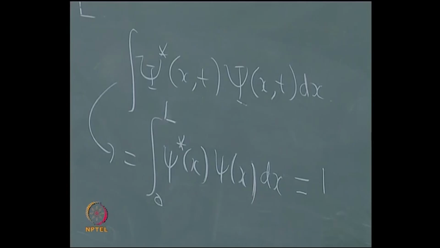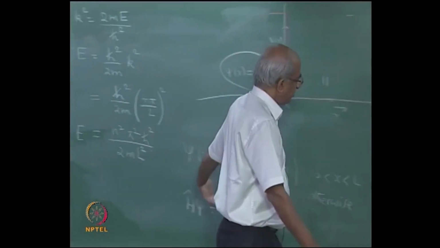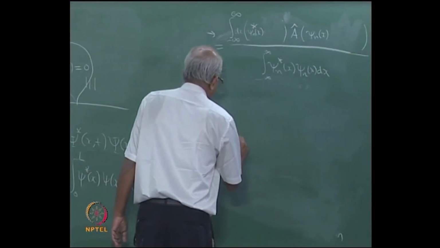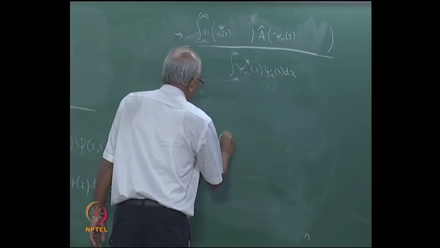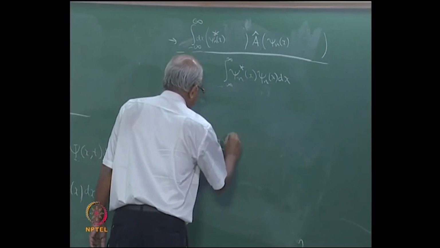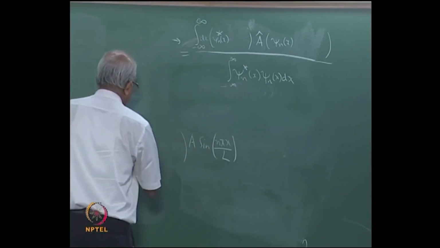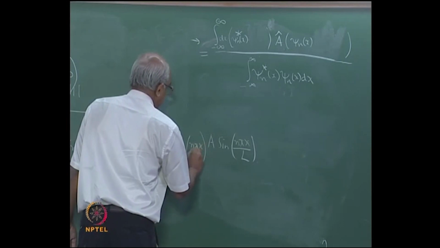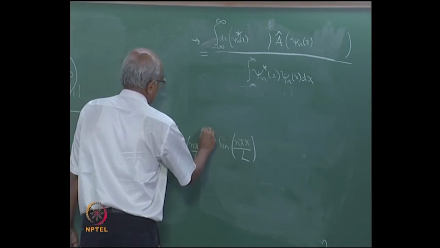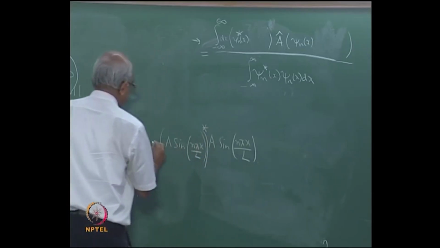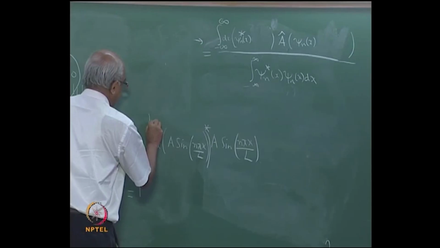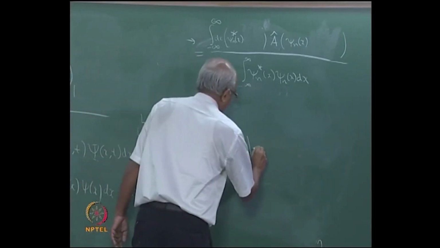But now my function is actually psi of x is equal to A sin n pi x by L. So, I am going to use that in this equation. I will get A sin n pi x by L multiplied by psi star and dx, and I will have to integrate from 0 to capital L. This must be equal to 1.